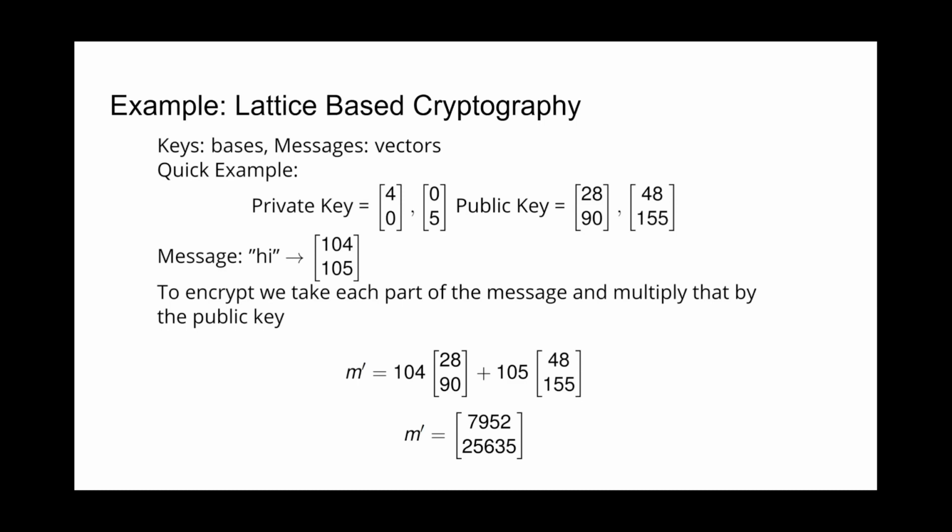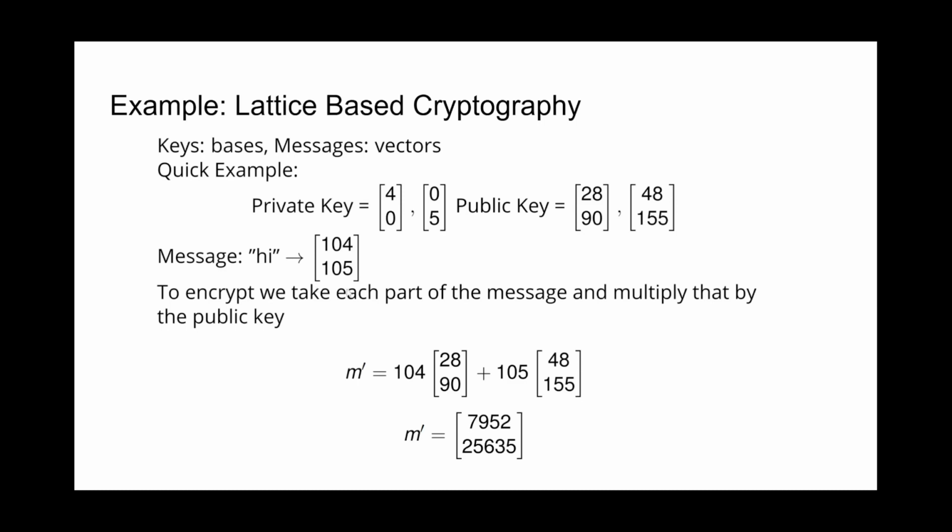So in this case, our private key will be 4005, which are two vectors that have a pretty small magnitude for this lattice and are perpendicular. And then we'll have our public key, 2890, 155, which have the same lattice, but these vectors are very long and close to parallel. And then we have the message 105.